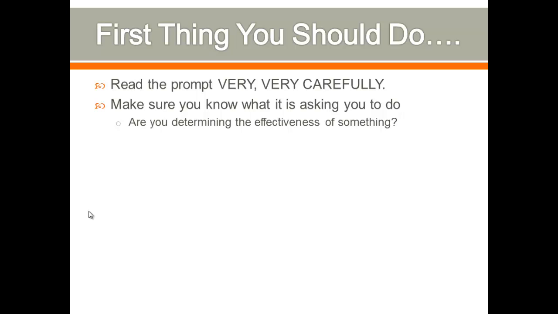So figure out, are you determining the effectiveness of something? If the answer is yes, clearly state whether something was effective in your essay or not. So for example, analyze the effectiveness of the Progressive Era. You need to make it clear as day in your essay the Progressive Era was effective or the Progressive Era was not effective, or overall the Progressive Era was effective in these areas but not so much in this area here. Make it very clear to the reader.